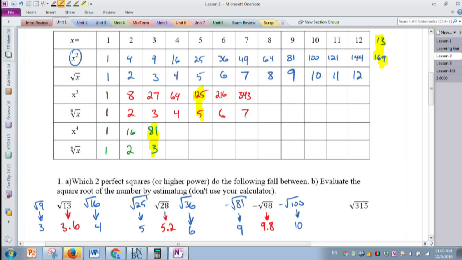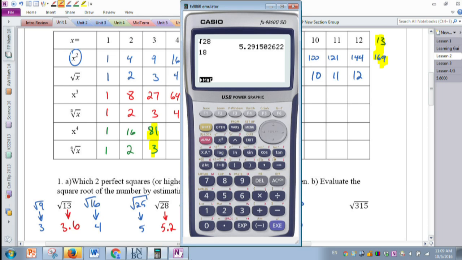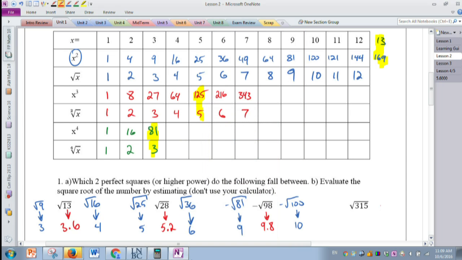I know this kind of defeats the purpose of estimating because I'm just going to use my calculator anyways, but I'm going to go 18 times 18 and see what that equals in my calculator. So if I went 18 times 18, sorry, I missed the 18 times 18. That's 324. All right, so that's just a little bit bigger. I'm going to put it just on the right. Square root of 320, stick with my color scheme here.